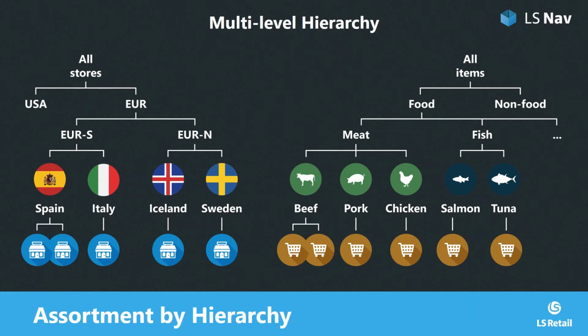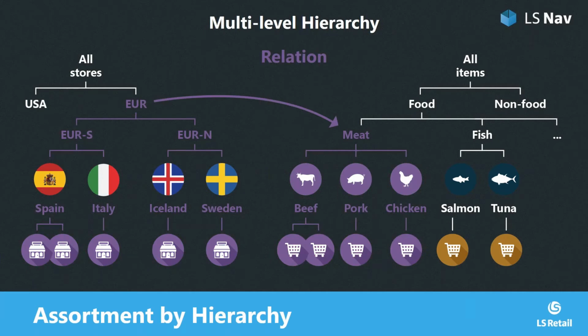How are we supposed to use them? Let's assume we want to create an assortment in which all stores in Europe have meat products in their assortment. When we create such a relation, this will affect all stores within the group Europe and all items within the group meat. Due to the inheritance, all stores in Spain, Italy, Iceland and Sweden will have beef, pork and chicken products in their assortment. With one single relation, we created a lot of detailed relations.